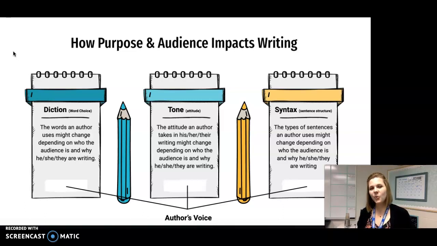Also, the tone or attitude an author takes might also change depending on the specific purpose and the audience. And lastly, the types of sentences an author uses might also change depending on the audience and the purpose. So again, determining who you're writing to and why you're writing will highly impact how you write.